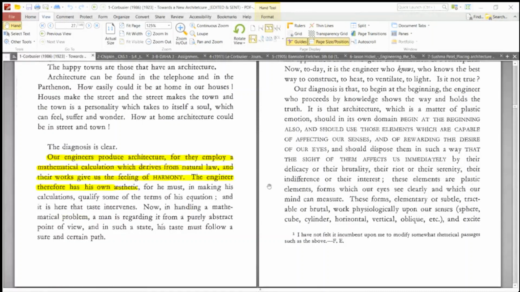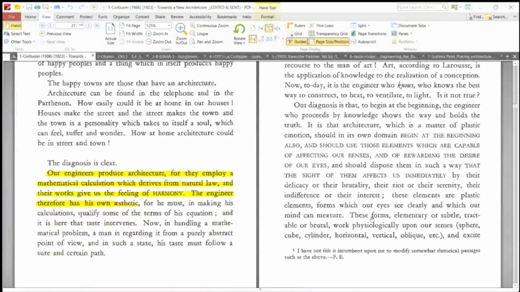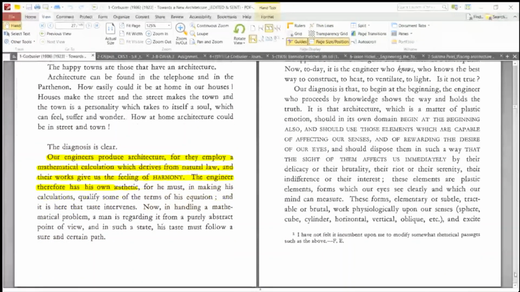He says, our engineers produce architecture, right? He's saying architects don't produce architecture anymore. Engineers produce architecture. For they employ a mathematical calculation which derives from natural law, and their works give us the feeling of harmony. The engineer, therefore, has his own aesthetic, right? Engineers are producing architecture because they are in touch with science and maths and natural law and universal values and so on, right? Engineers are making architecture. Architects are no longer making architecture. This is what Corbusier is saying.